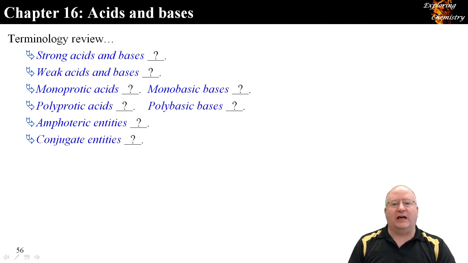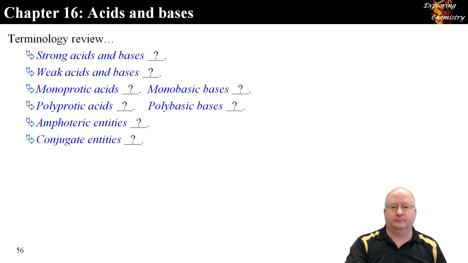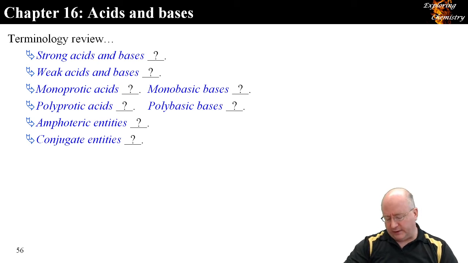What about conjugate? How would you, in general, explain how conjugate entities differ? We might go 1 minute over here just because I want to finish this slide.